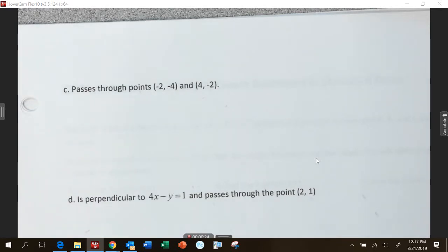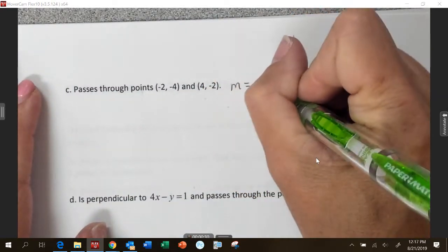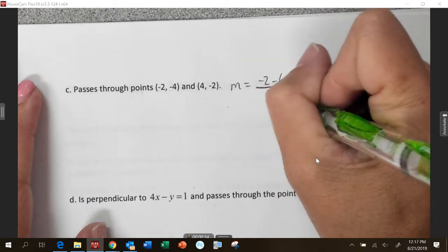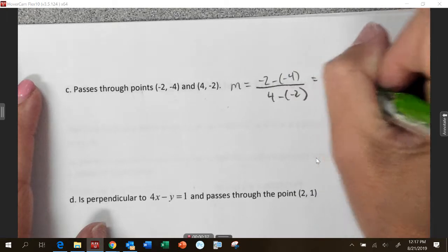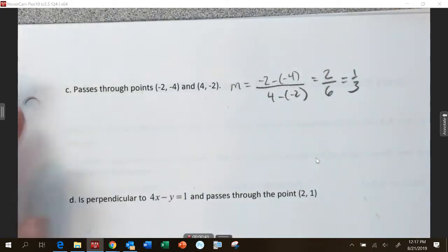Kia, what do you think? Find the slope. All right. If I don't know the slope, I probably need to find the slope. Let's do -2 minus -4, over 4 minus -2. 1/3. Okay, got the slope. How do we put it in standard form?